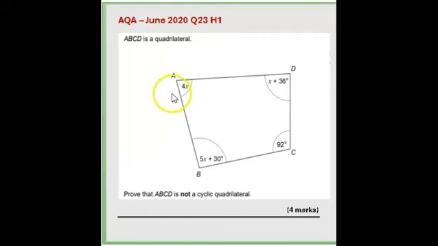And what you are asked to do, knowing what you are given here, plus what you know about a quadrilateral, you have to prove that this quadrilateral is not cyclic. You can turn the video off. Try to do it yourself and compare your solution with my solution.